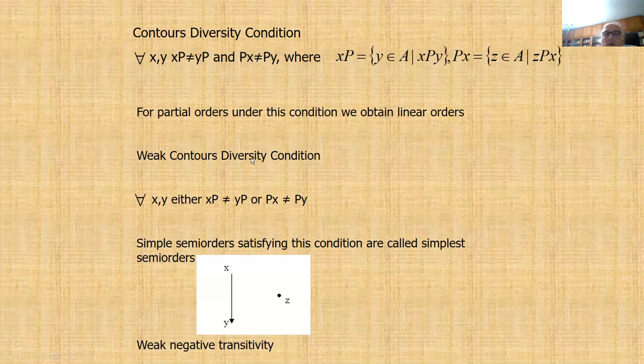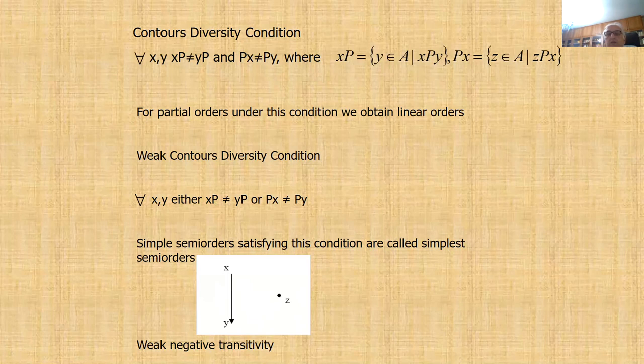But we can make this condition weaker and say that only one of them should not coincide. Then we come to simple semi-orders, and from simple semi-orders, applying this, we come to simplest semi-orders, and this is exactly violation of negative transitivity, but we have a full characterization of this very story. Okay? And now, if it is clear, then I go to the general picture.